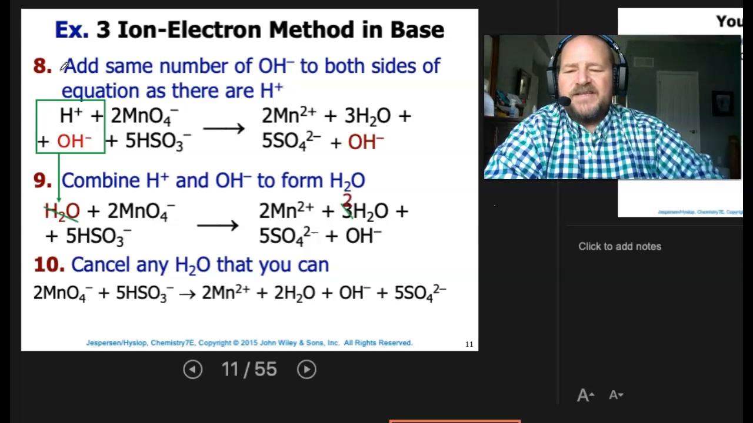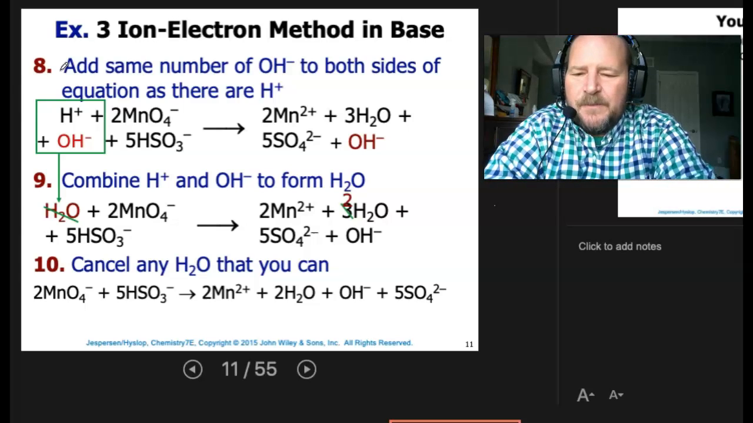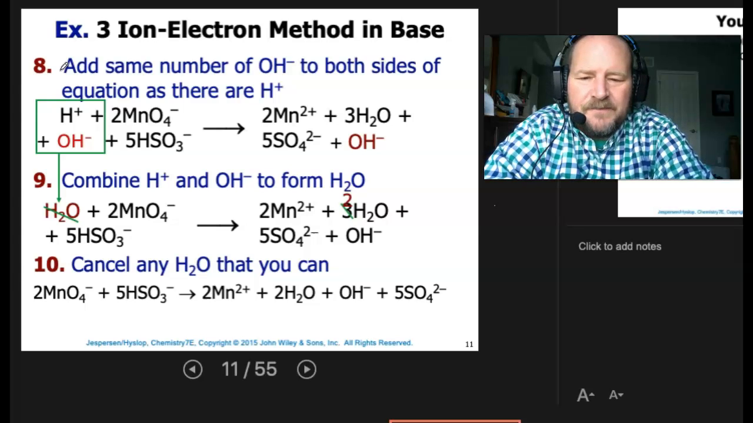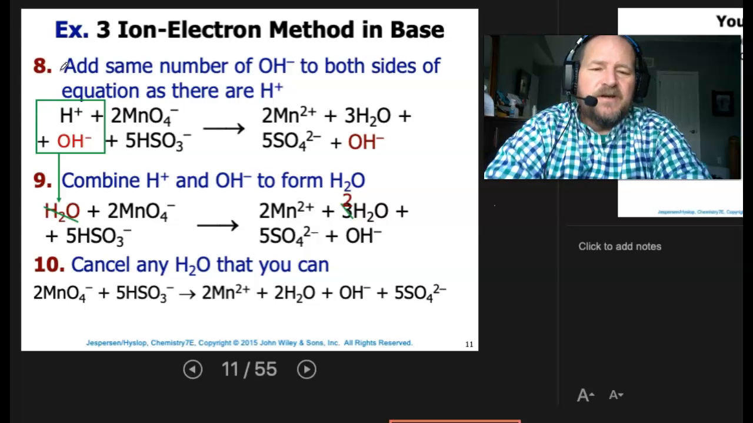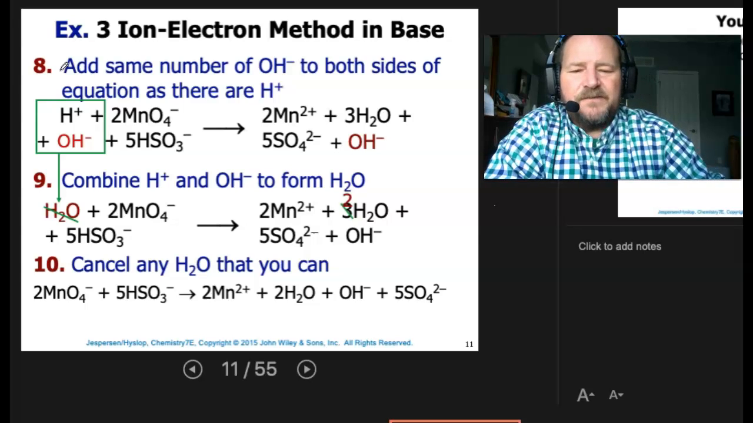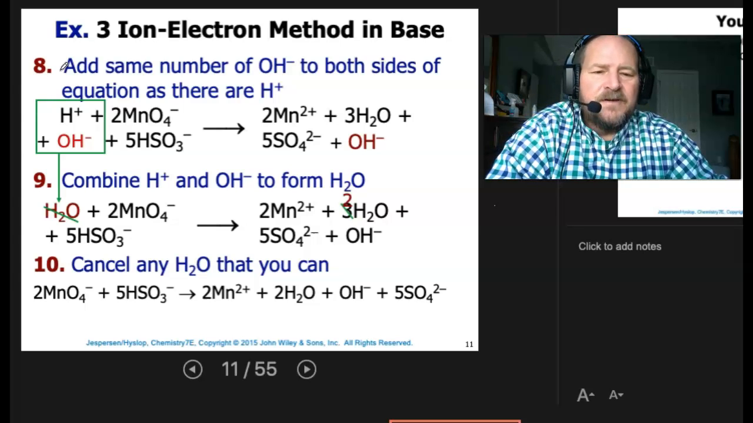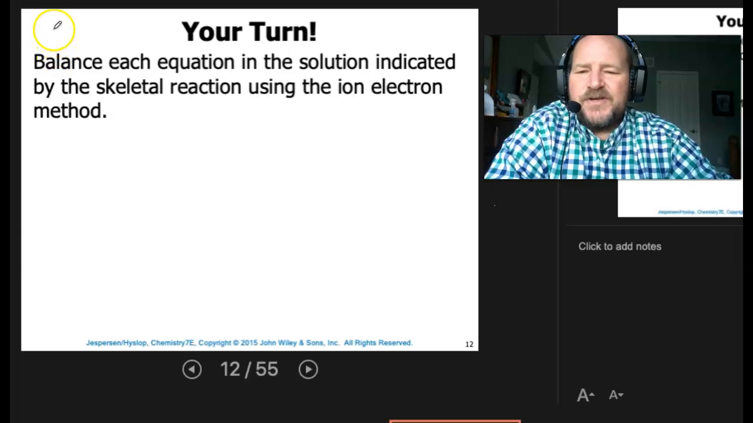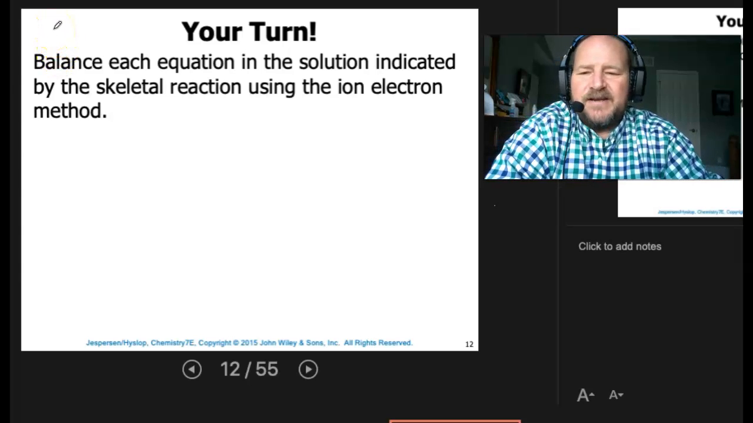And so now we'll rewrite it to be 2 MnO4 minus plus 5 HSO3 gives us the 2 Mn 2 pluses, 2 waters instead of 3, plus the hydroxide, because now we're in a basic solution, plus 5 SO4 2 minus. All right.